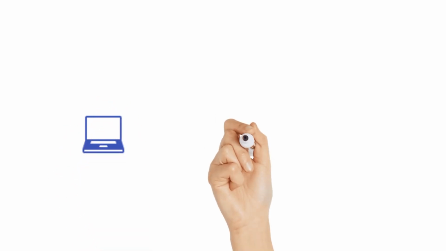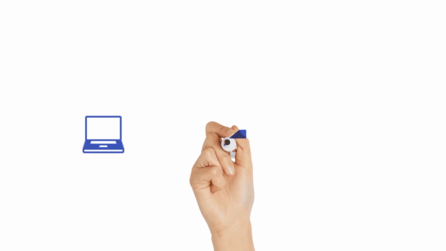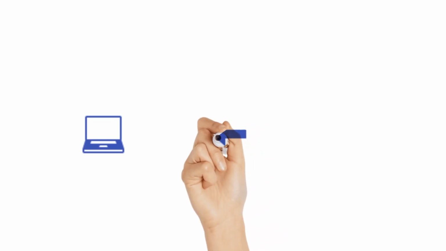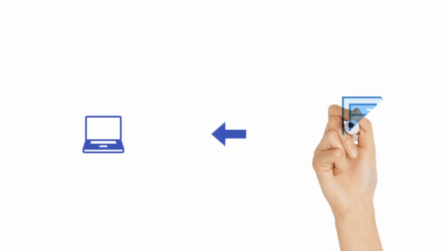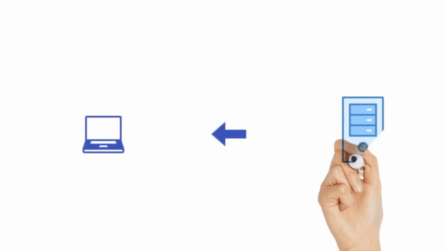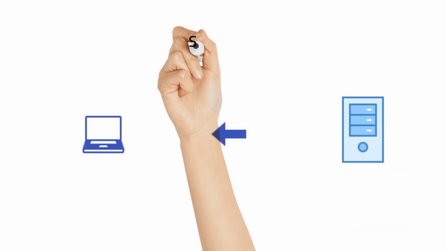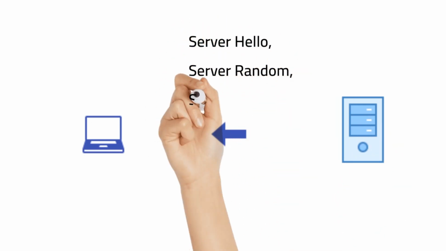In the second step, the server verifies the cipher suite. When it is able to support this cipher suite, then the server sends a server hello, server random, and server certificate to the client.